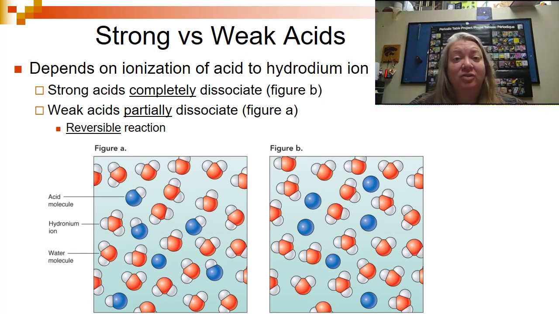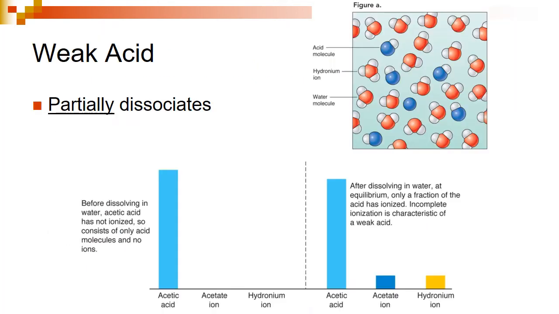So strong versus weak. Strong completely dissociates. Weak mostly stays together, and a few of them will go ahead and break apart. Now, just a reminder, we said that strong versus weak does not talk about how harmful it is. It also does not talk about how fast it will react to a base. That actually remains the same if it's strong or weak. It's only how it reacts when you place it in water. So weak acids partially dissociate.